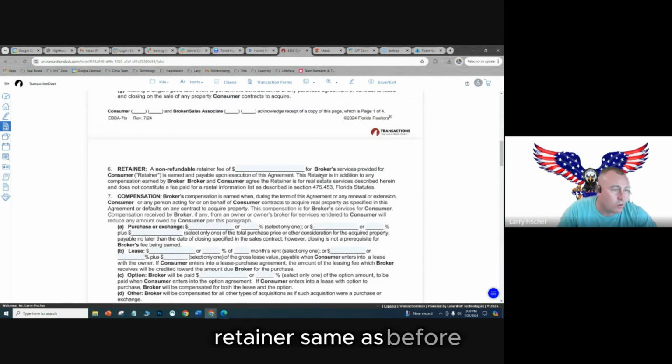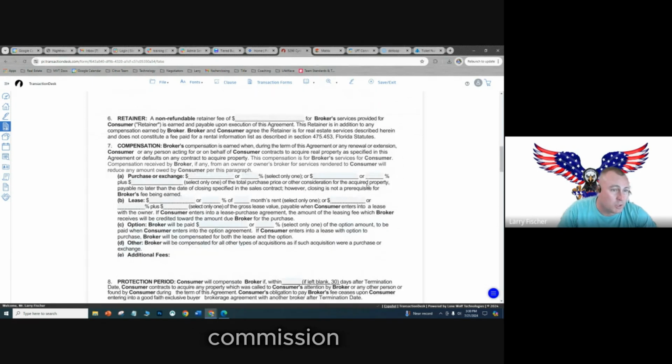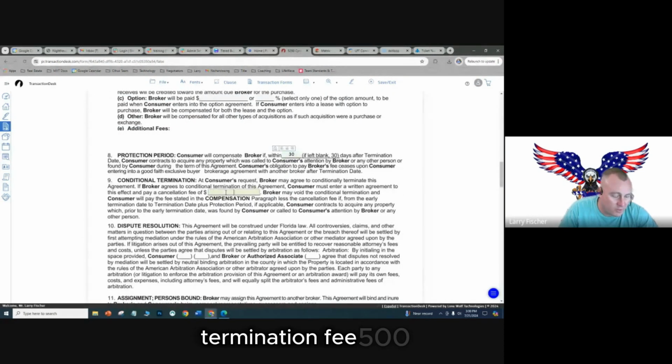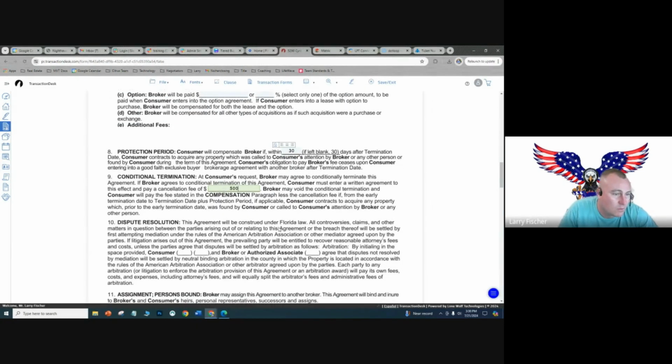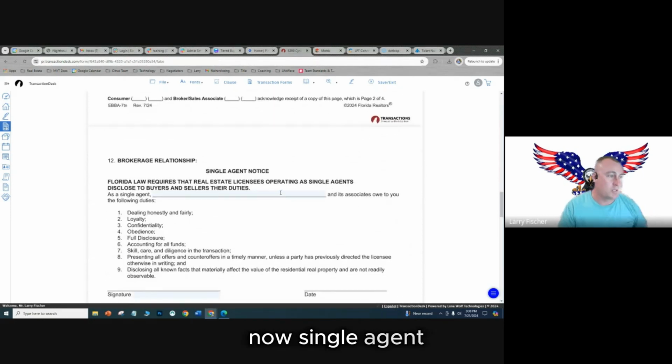Retainer, same as before. And the money needs to go to the brokerage, so you can't hold the retainer. Commission is going to be 3%. Objection period, put 30 days. Termination fee, $500 or nothing. It's your call.